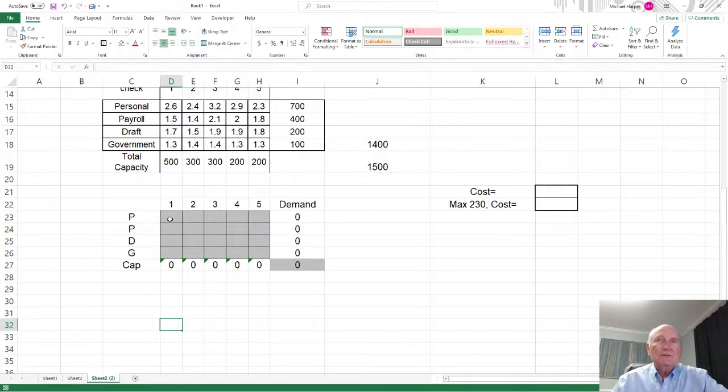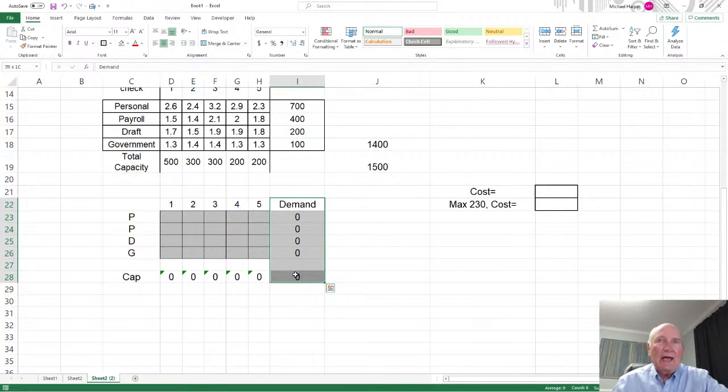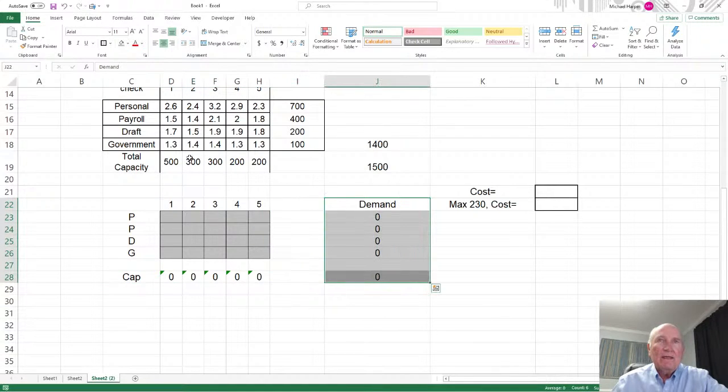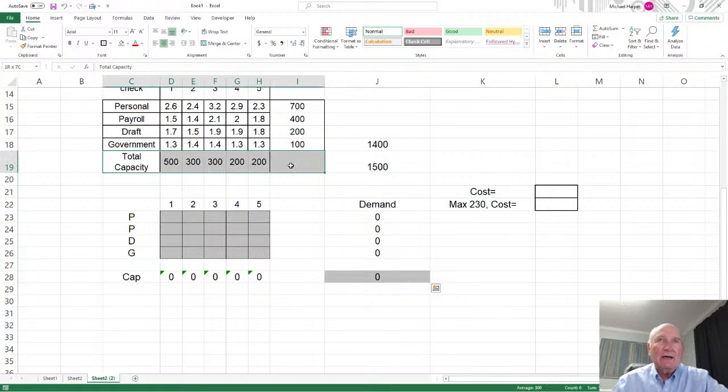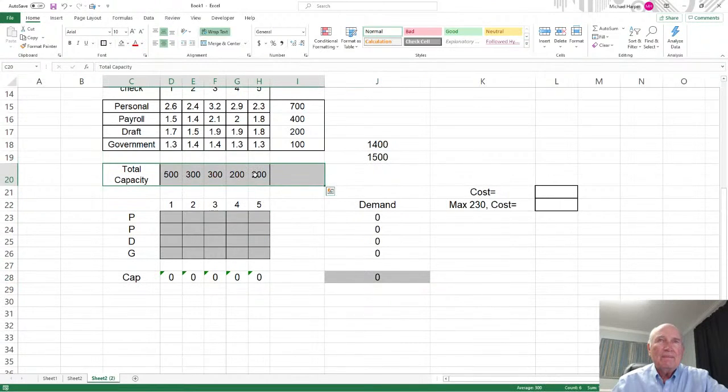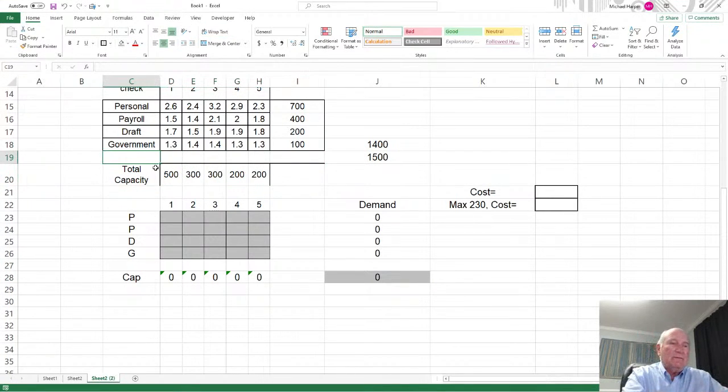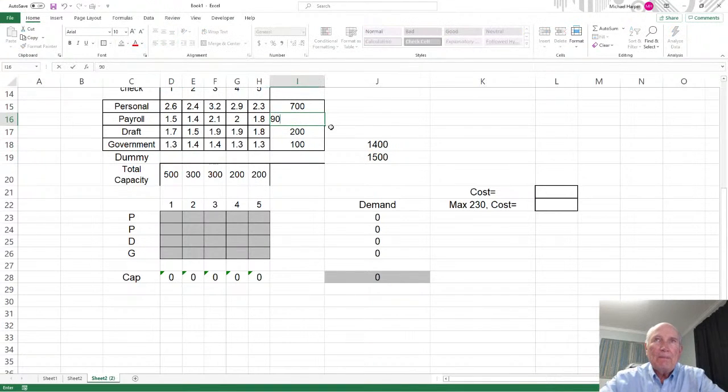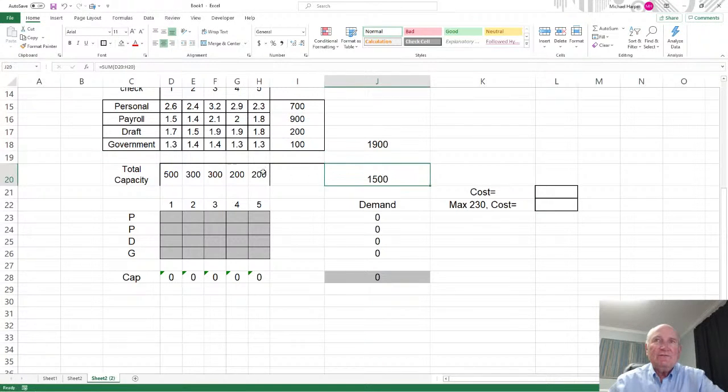It's a copy. So what we're going to do here is say, okay, I'm going to add another row here. I'm going to add another column. And right here, I'm going to add another row here. Okay, where this is going to be a dummy. And the cost is going to be 0. Well, first of all, payroll, this jumped up to 900. Okay, so now, oh, I did it the wrong way. So now I have 1900 here, and I have 1500 here.